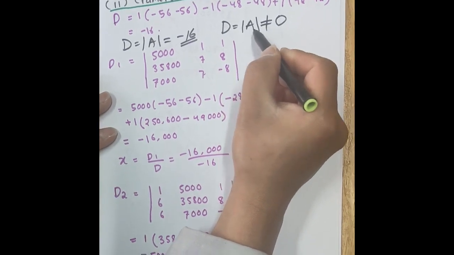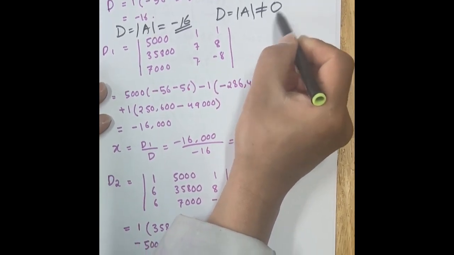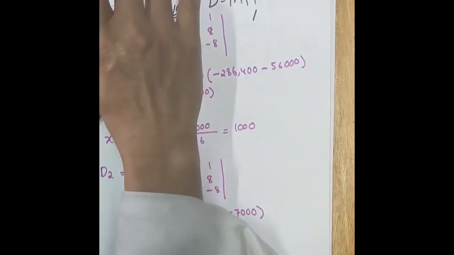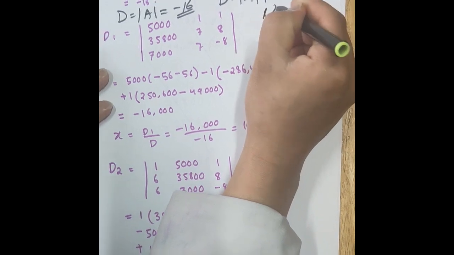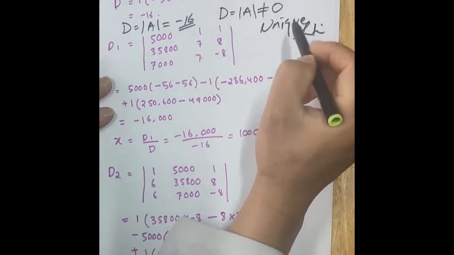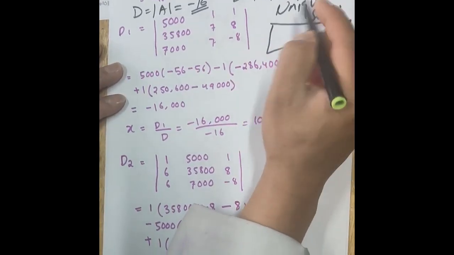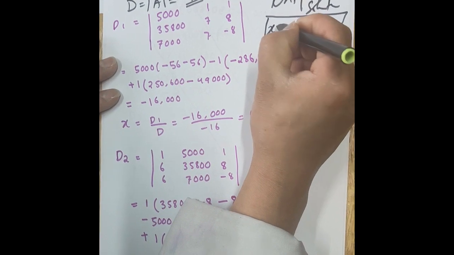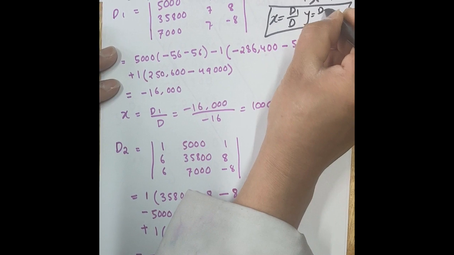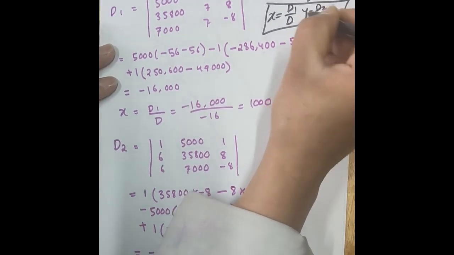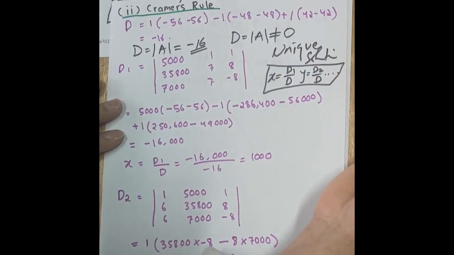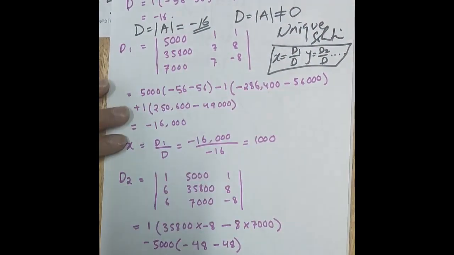Whenever the determinant of this coefficient matrix A is not equal to 0, we say that this system of linear equations has a unique solution. And the solution can be obtained by using the formula x is equal to d1 divided by d and y is equal to d2 divided by d and so on, depending upon the number of variables involved in the system of linear equations. Okay, now back to the solution.